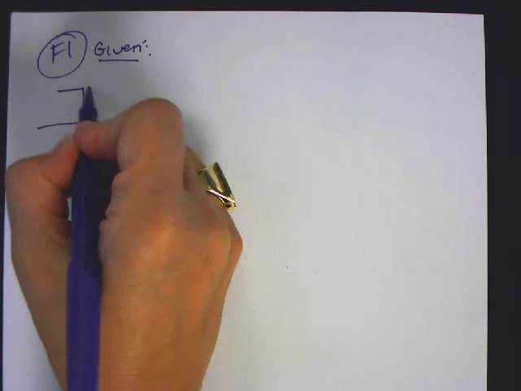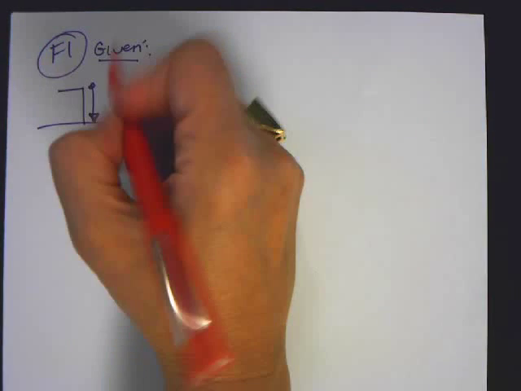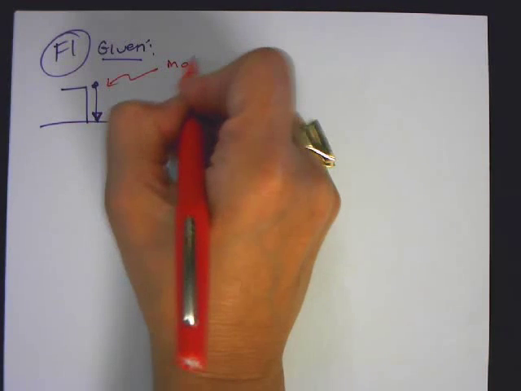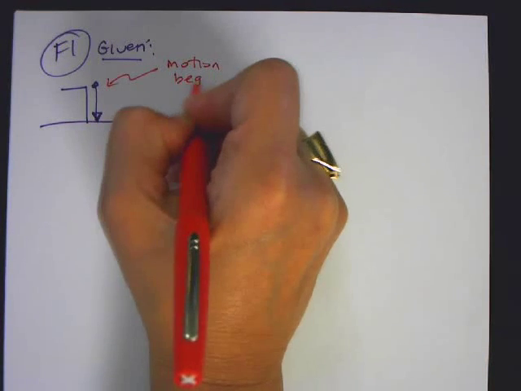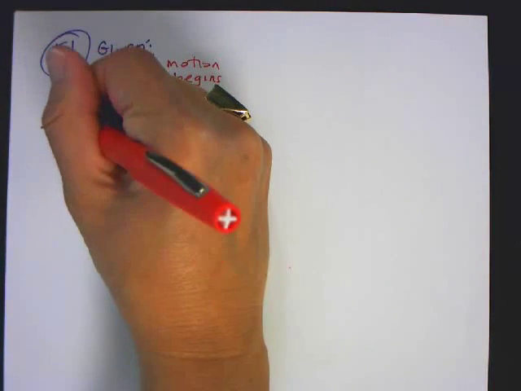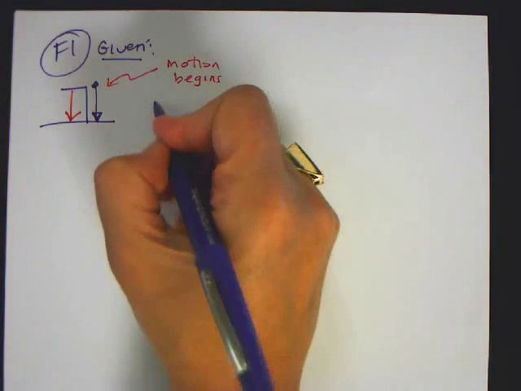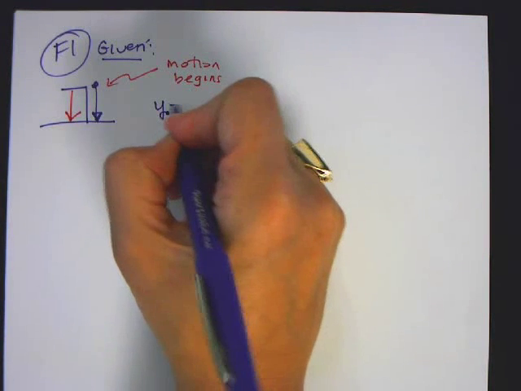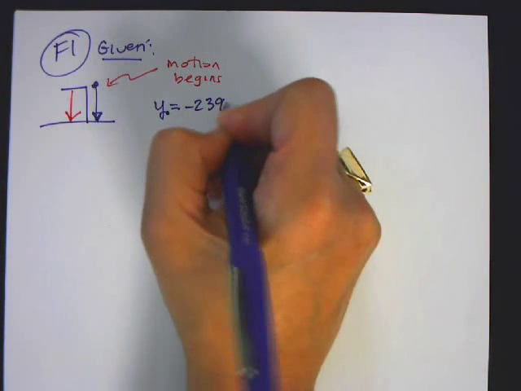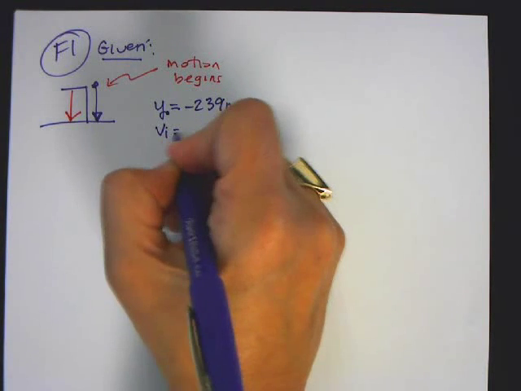Now what I'm going to do is draw a picture because I want to know that this is where motion begins. And this rim is 239, so I'm measuring from here down. So in my given, y, which is the vertical displacement, is negative 239 meters. Now I know if I'm dropping it, the initial velocity is 0.